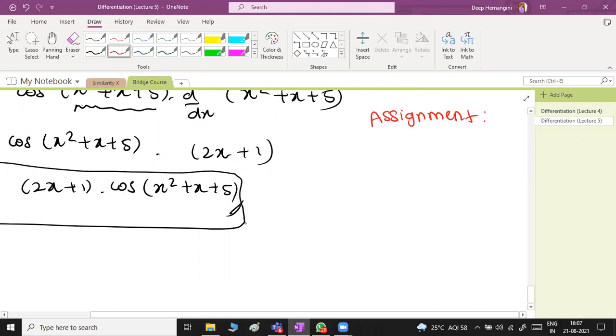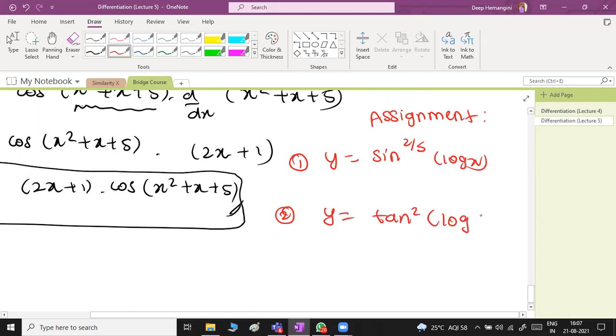Okay? So let me just give you a few questions for practice, and you can come up with them later on. So y is equal to sine 2 upon pi log x. This you can practice. It's a simple question. Here you can practice y is equal to tan square log x cube. And never mind this question, it is easy. It looks tough but it is easy. So these two questions you can take for practice, and if you want more, you can again mail me for the same.